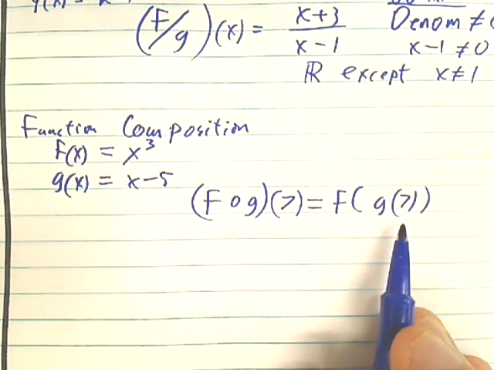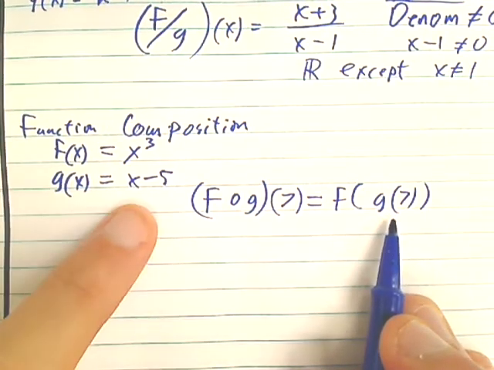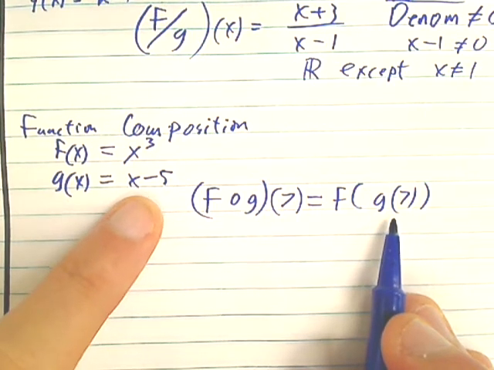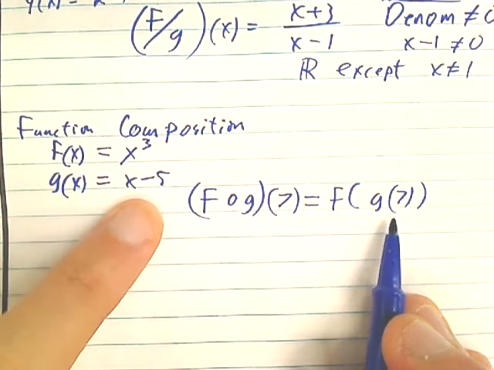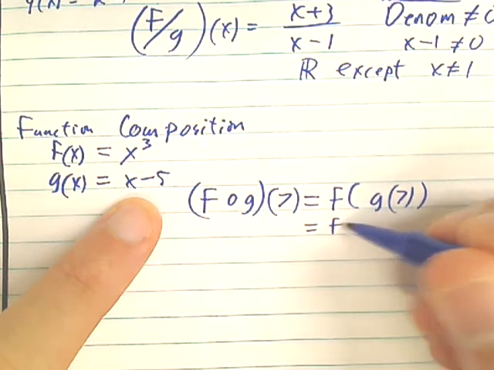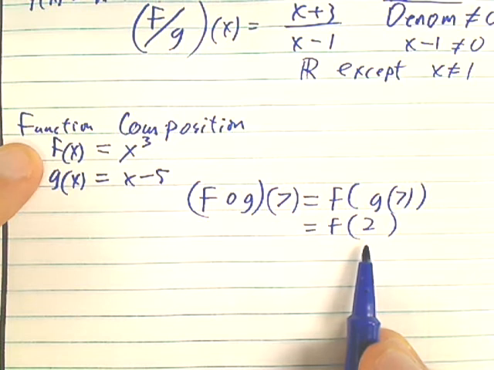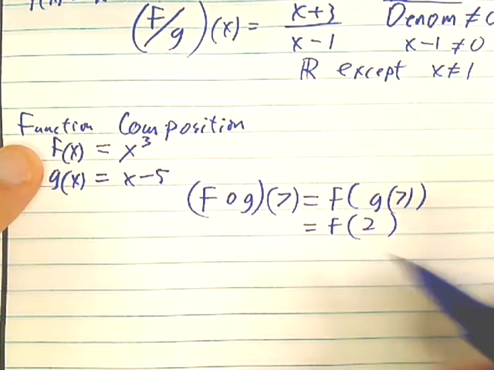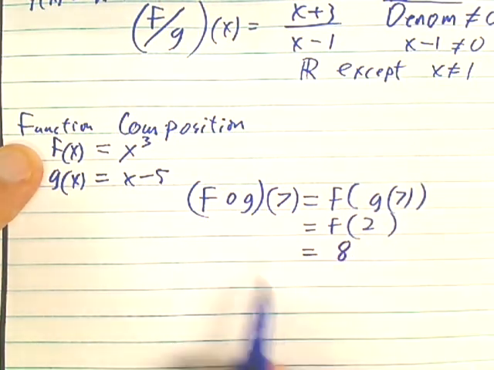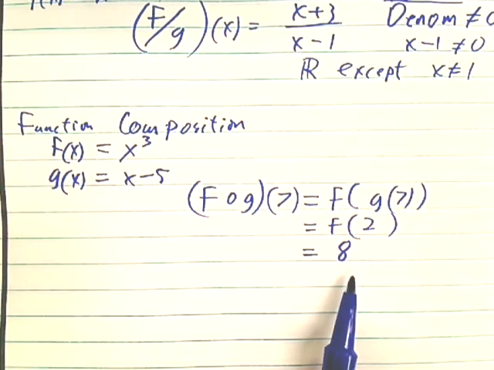It tells me to put 7 into function g, and I'm just going to do that in my head. What's 7 minus 5? What does function g tell you to do? Subtract 5. 7 minus 5 is 2. And then function f tells me to cube that number. So 2 cubed is 8. So f of g of 7 gives me 8.